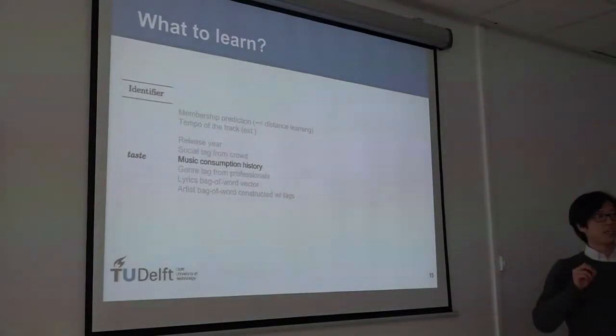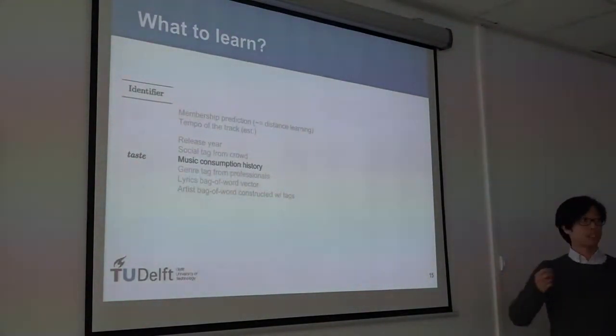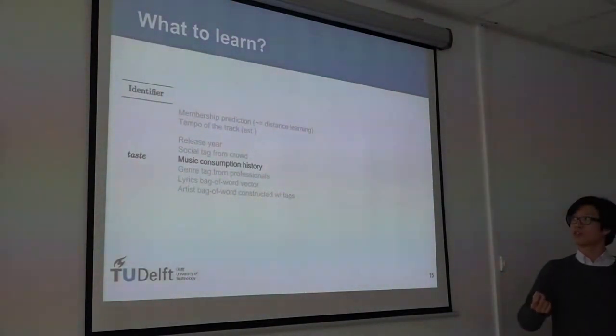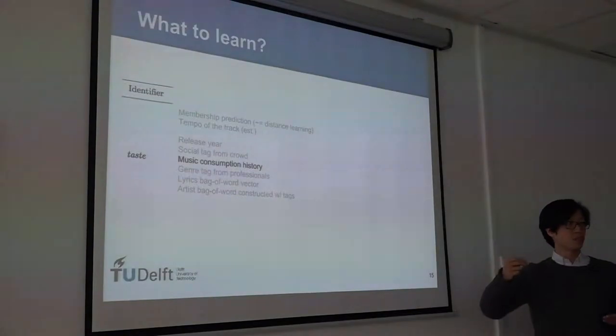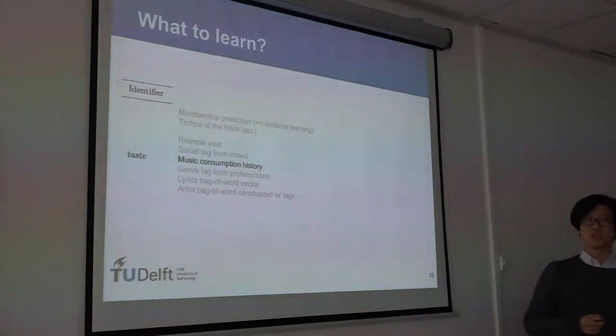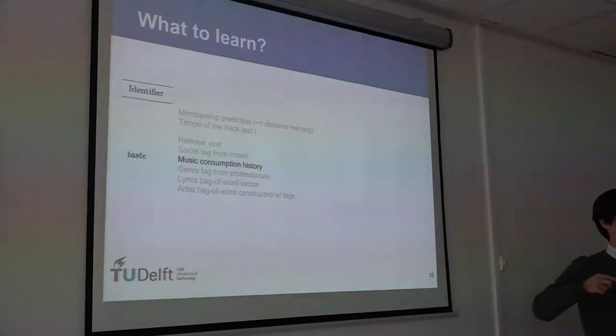And we can also get another kind of user-generated information. In this case, we can use the play count of each track per individual user, which indicates the individual's preference over the music tracks. This dataset is actually used for the music recommendation task, but we can also use it as our learning target.